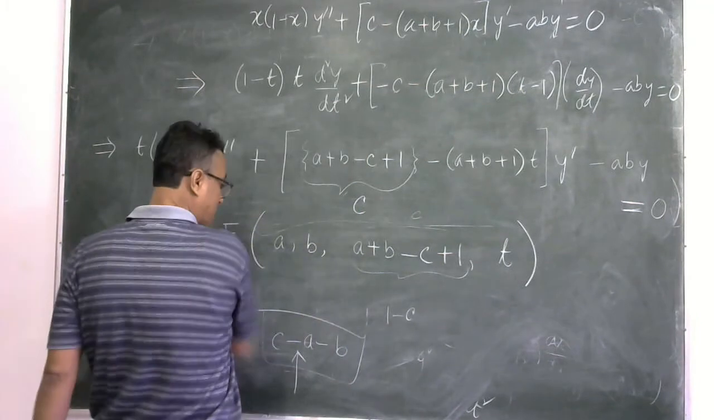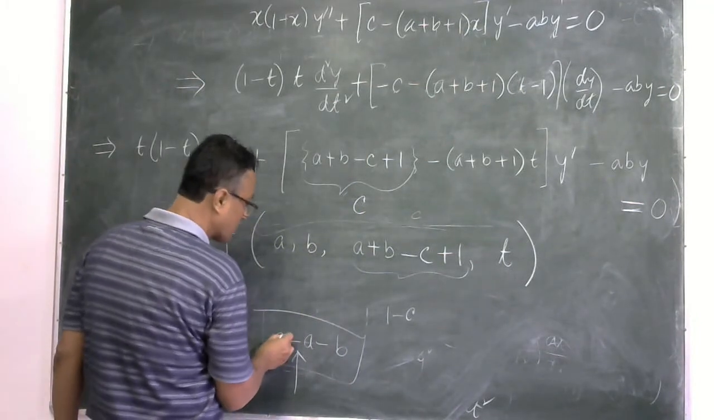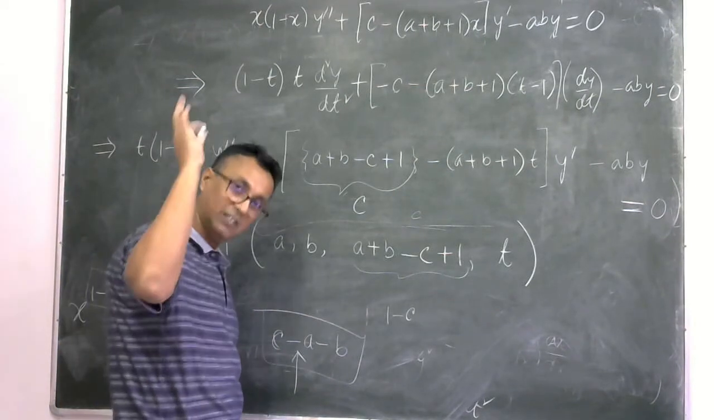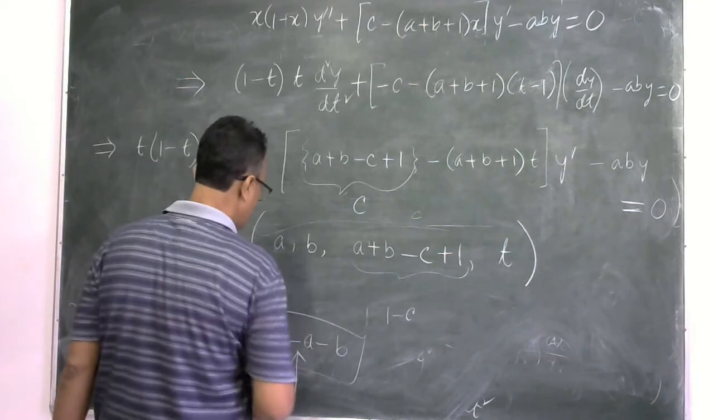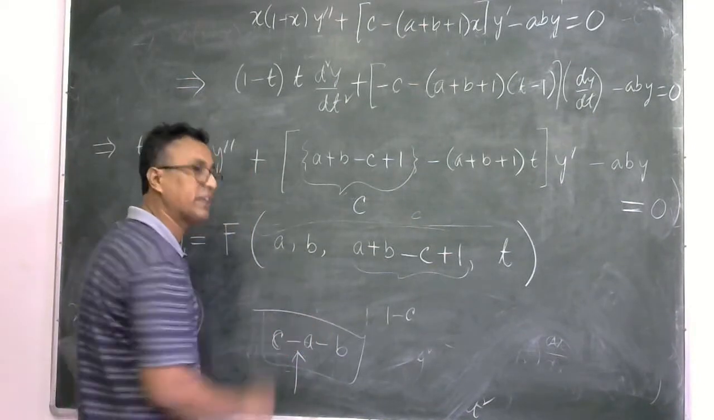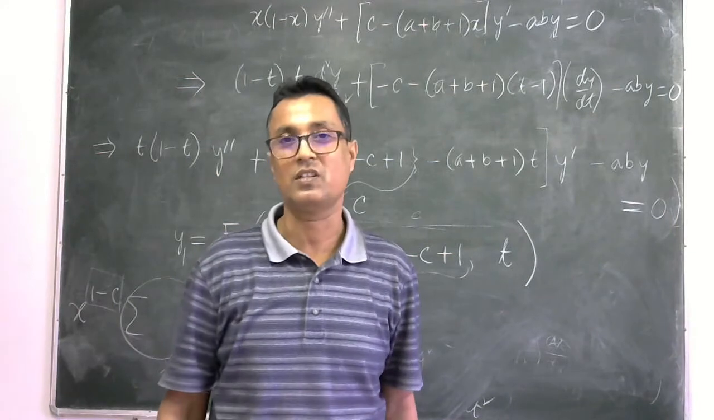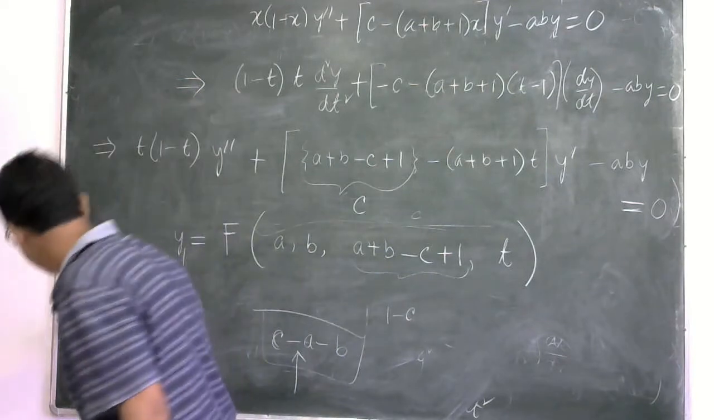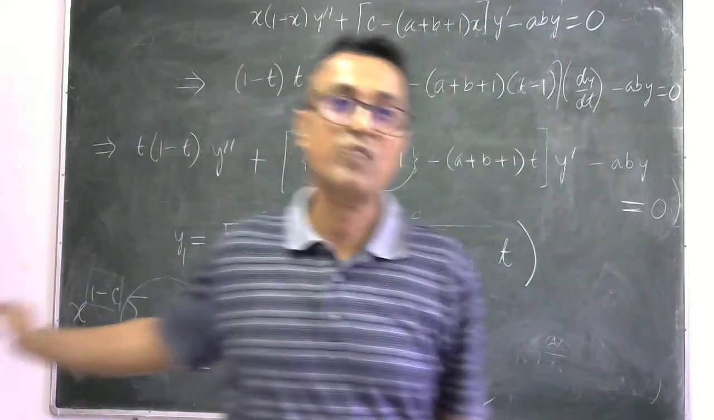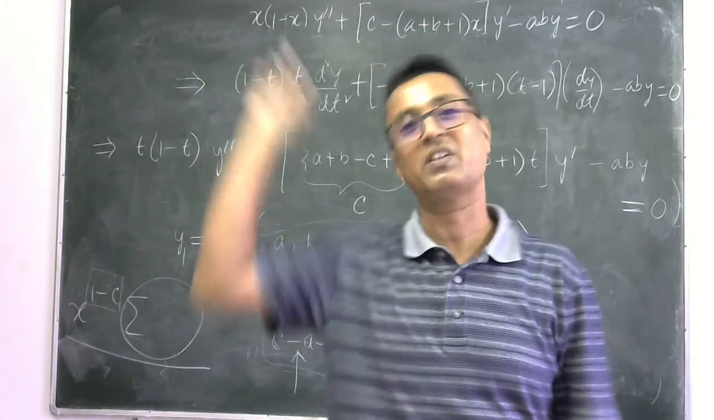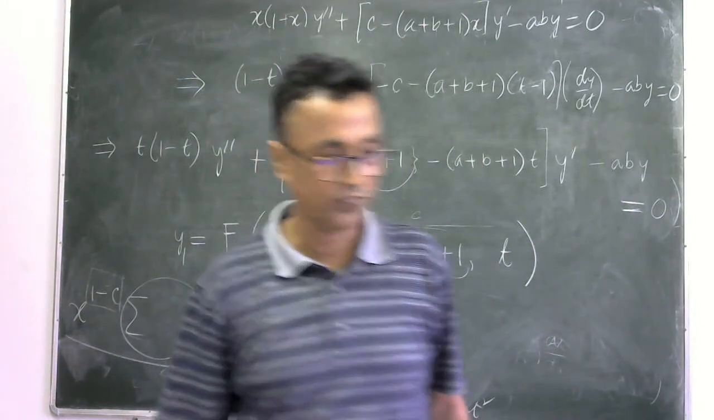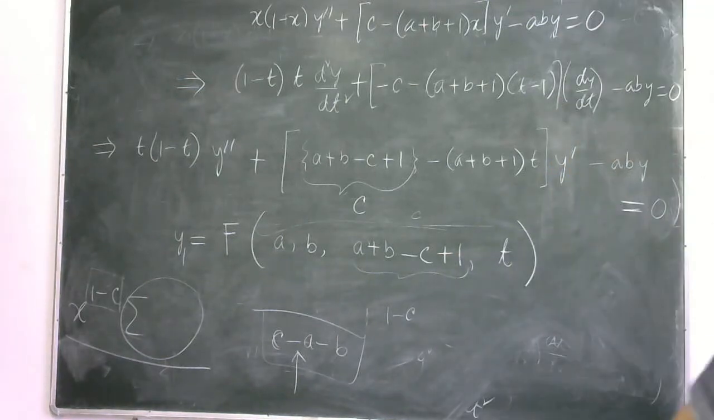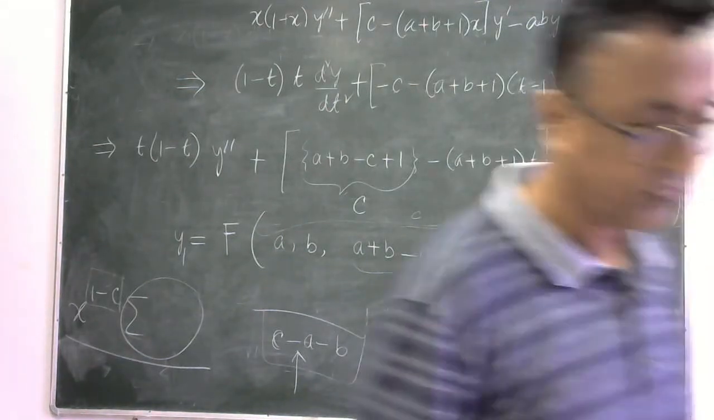Now, if you compare that situation to this situation, your 1 minus c now becomes small c minus a minus b, right? So if I use that concept again here, that means you don't want c minus a minus b to be a positive integer. Only then are you going to get the second series solution in the way we are trying to find it. Otherwise, we have to do something else. That is what I want to say. Is it okay? Fine? Okay?